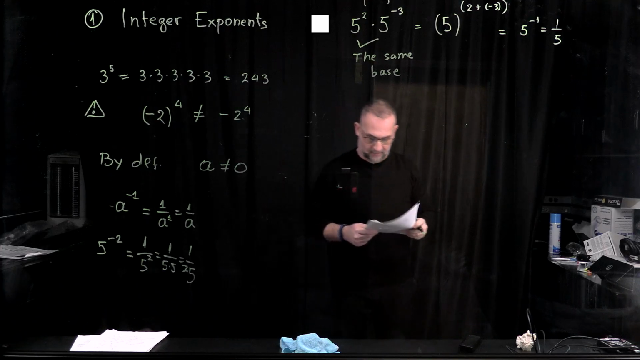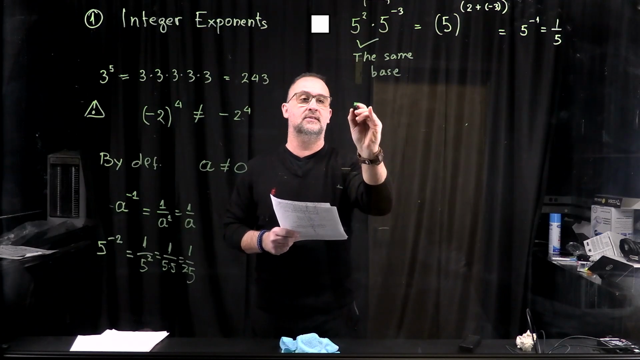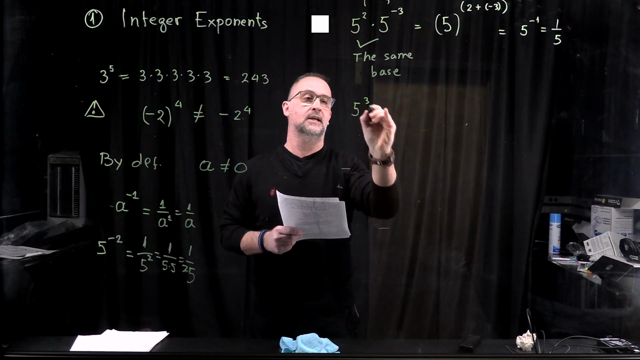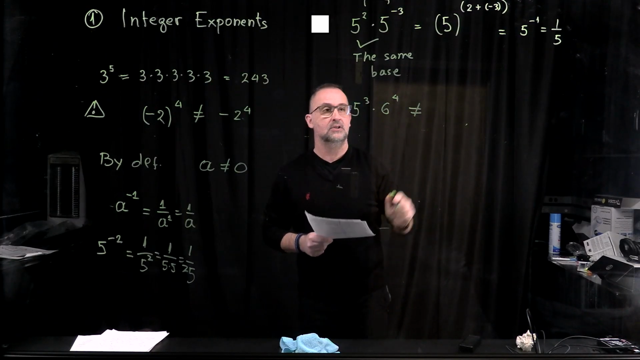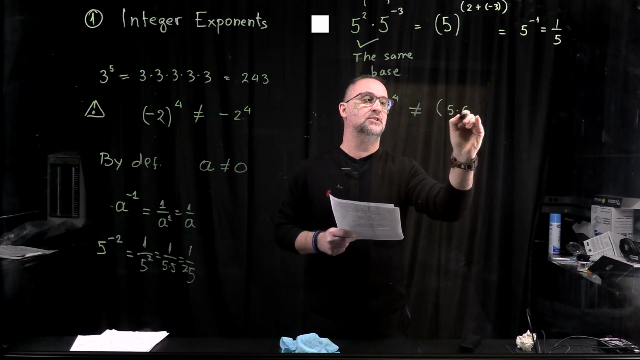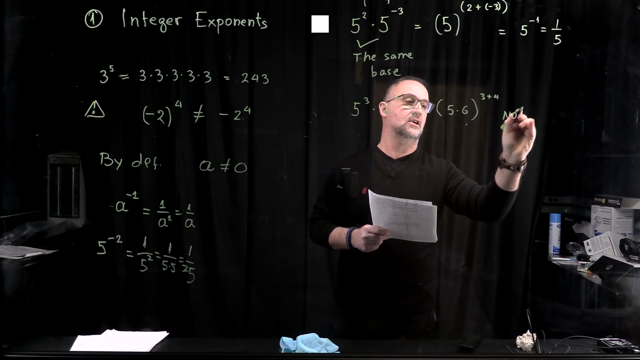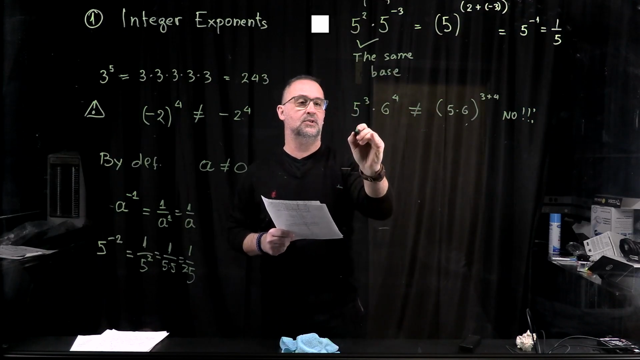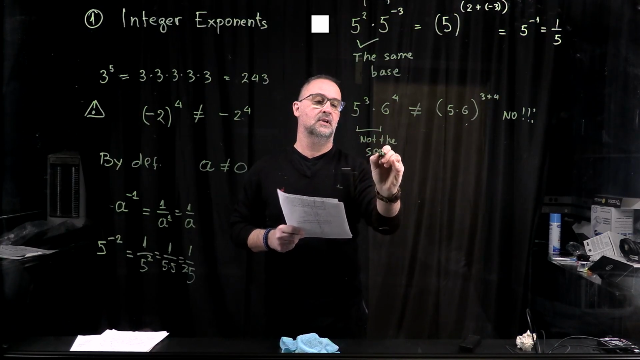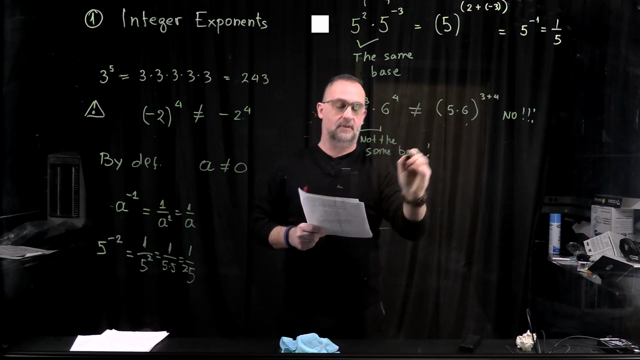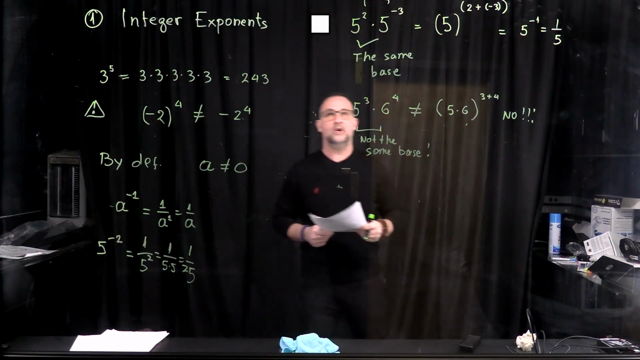That said, we cannot claim that, say, 5 raised to the power of 3 times 6 raised to the power of 4 is equal to 5 times 6 raised to the power of 3 plus 4. That is not the case, because as we said, it is not the same base. Very important properties.